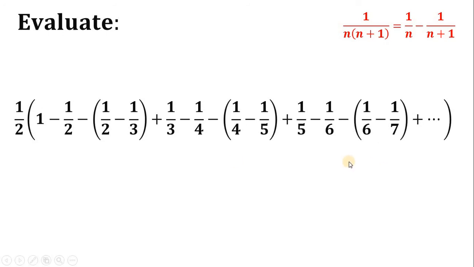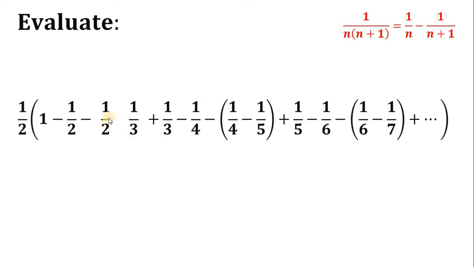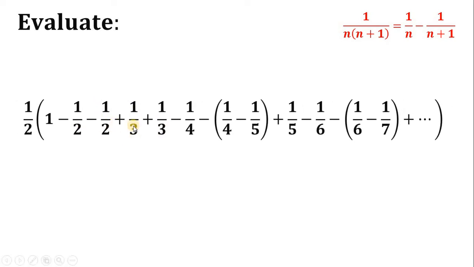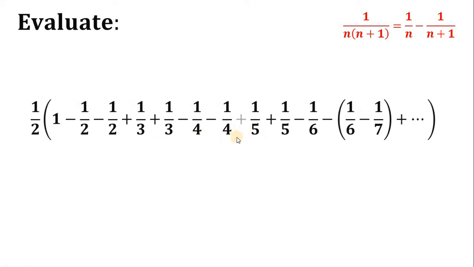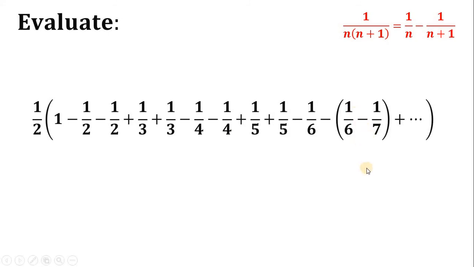And now, let's clear the parentheses. Let's distribute this negative 1 to 1/2 and negative 1/3. So this will give us negative 1/2 plus 1/3. We will do the same thing in this 1/4 minus 1/5. Let's multiply this by 1/2. And on this 1/6 minus 1/7.